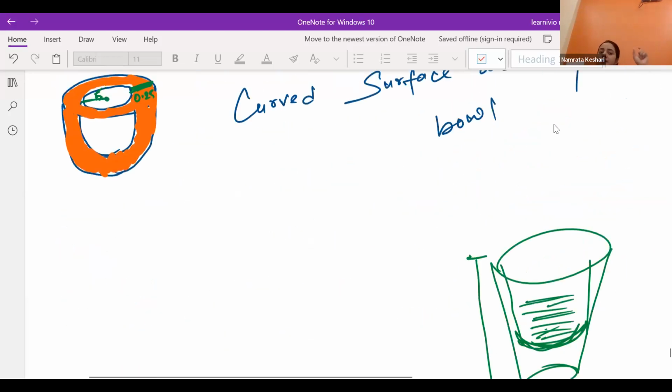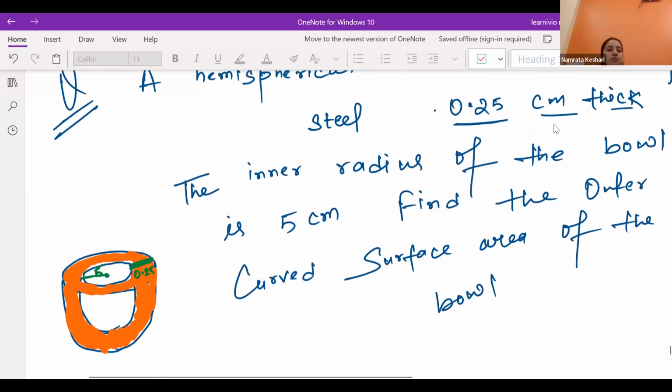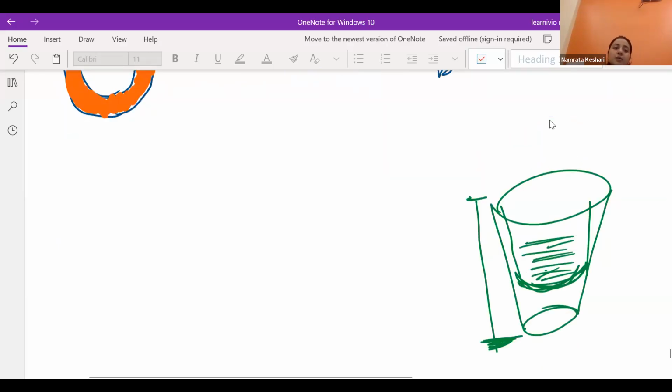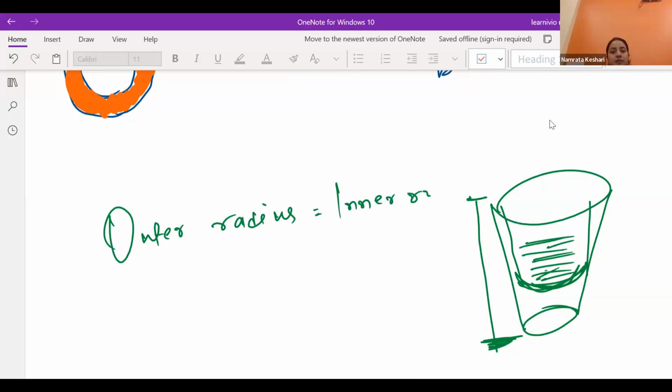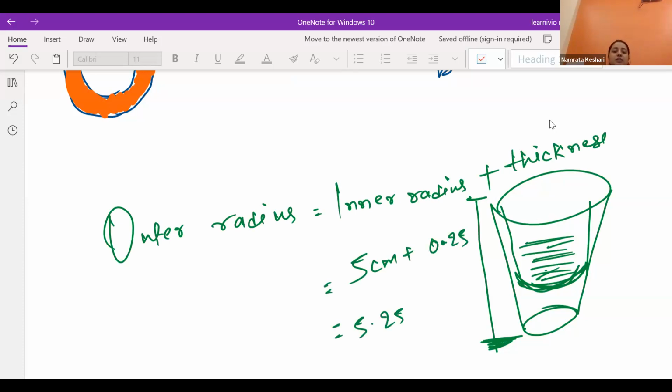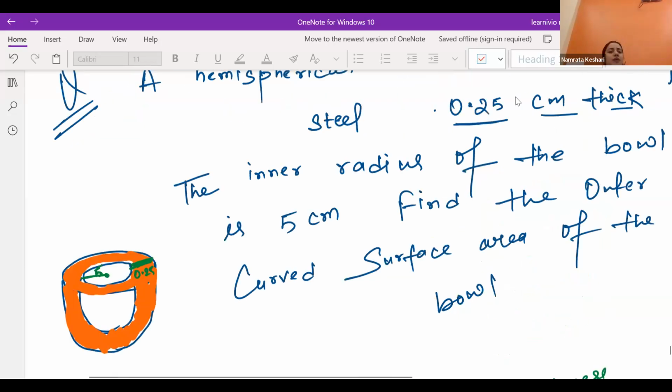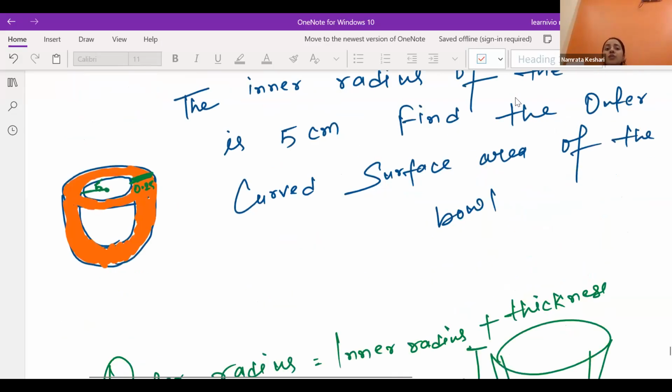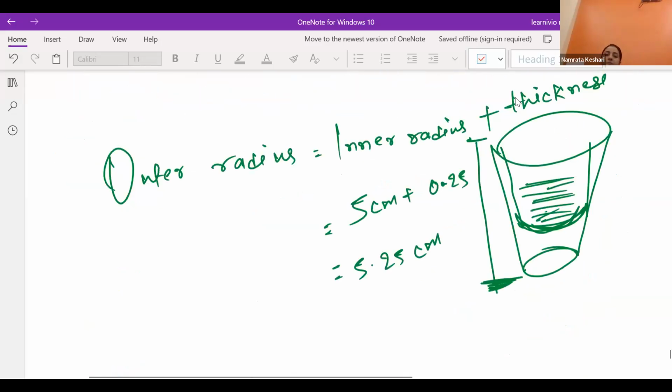Okay, that's what the condition is here. The inner radius is given as 5 centimeter and the thickness is also given, that's 0.25. This much thickness is maintained. So the outer radius will be found by taking inner radius plus thickness. That means 5 centimeter plus 0.25 centimeter, that means 5.25. This is the outer radius. Now, if we know the outer radius, we can find the outer surface area. Again, the surface area formula is 4 pi r square. Please find it.